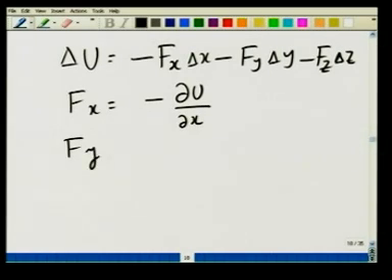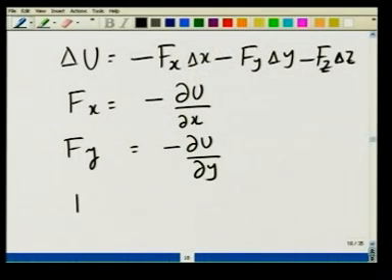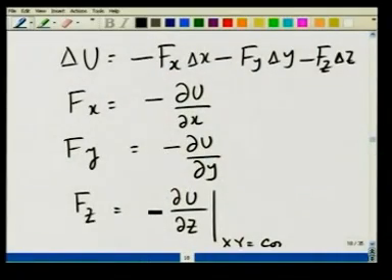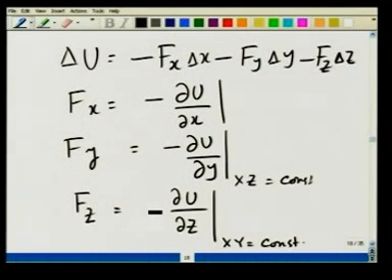Similarly, fy, the component of the force along the y direction, is minus du by dy, and the component of the force along the z direction is minus du by dz. By writing this partial derivative, I mean in this case x and z remain constant. I do not change them. I move along the y-axis. In the z case, I keep x and y constant, and in the x case, I keep y and z constant.